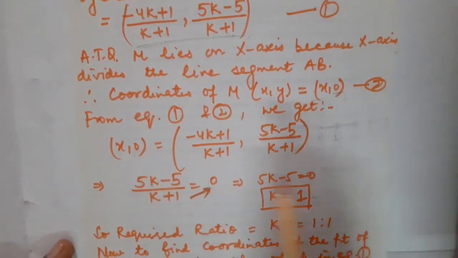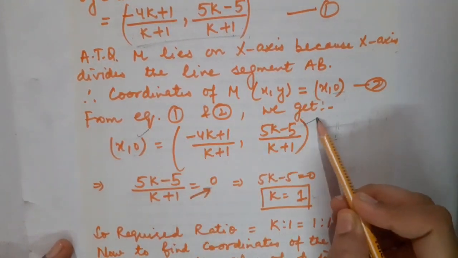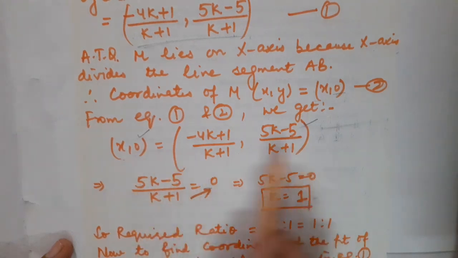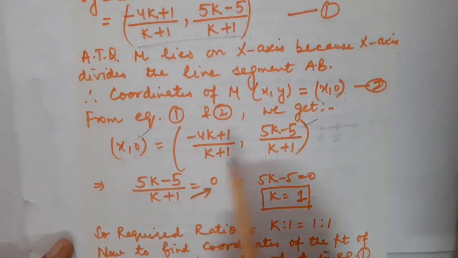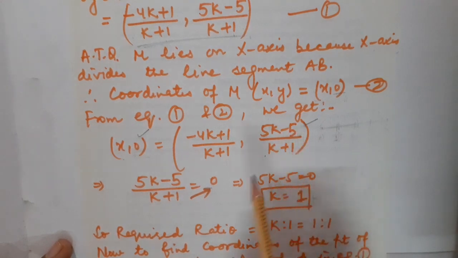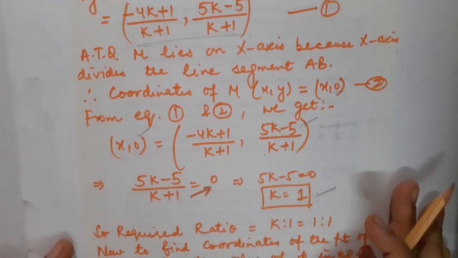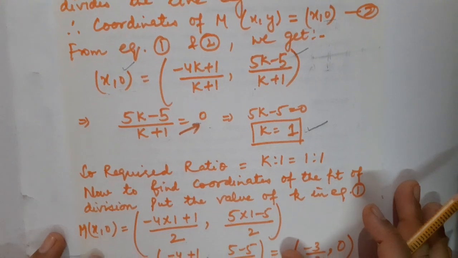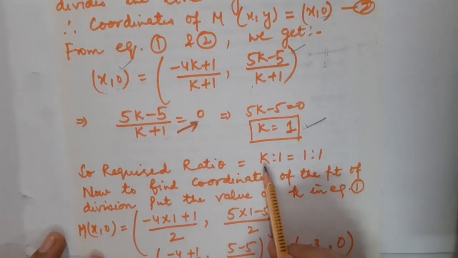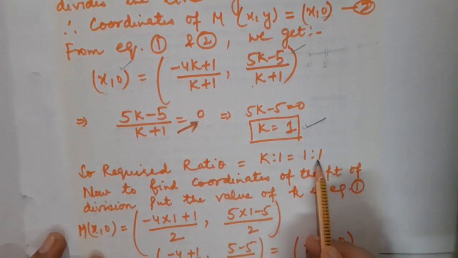So let us equate both the ordinates, because both these coordinates belong to the point M. Correct? So it will become 5k minus 5 upon k plus 1 is equal to 0. While cross multiplying, I have got the value of k, that is 1. So what was the ratio? It was k/1, so it would become 1/1.